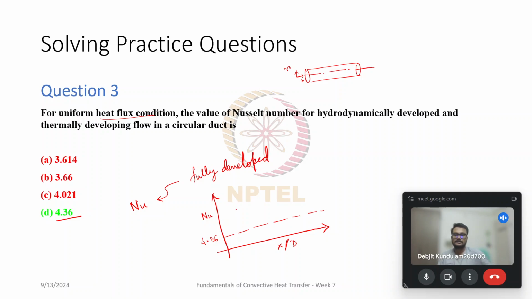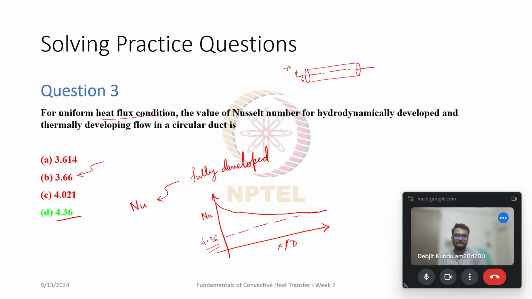So in case of a flow with the uniform heat flux condition, it starts out high and then finally saturates and becomes equal to 4.36. So this number is the same for thermally developing as well as thermally developed and hydrodynamically developed circular duct with uniform heat flux condition. And in case it was a uniform wall temperature condition, our answer should have been 3.66.